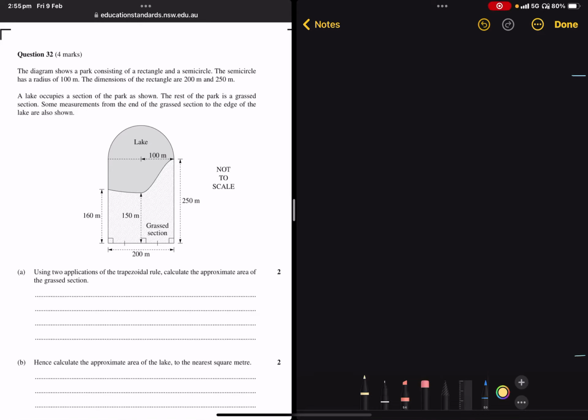Okay, so we're going to have a look at another question. This one is from the 2022 HSC Standard 2 Maths paper. This is question 32. We're told the diagram shows a park consisting of a rectangle and a semicircle. The semicircle has radius 100 meters. The dimensions of the rectangle are 200 meters by 250.